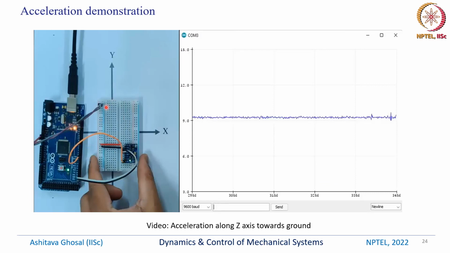This is a demonstration of acceleration. Okay, so again, this is the same Arduino board. It is the same MPU 6050, and the acceleration data is a little bit noisier. As you can see, there is some small value there. So this value is nothing but 9.8.